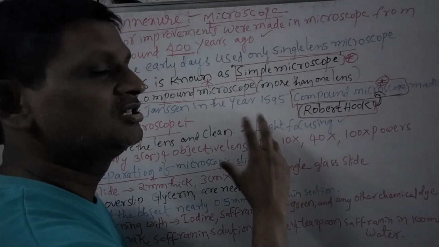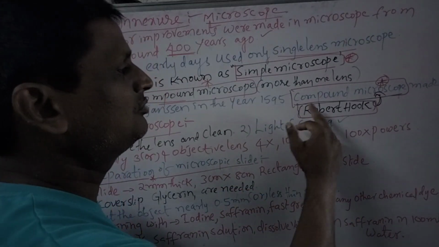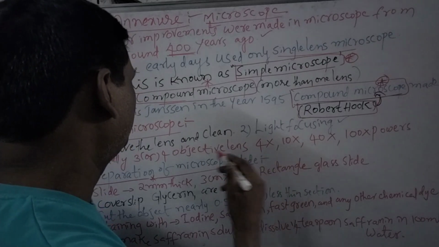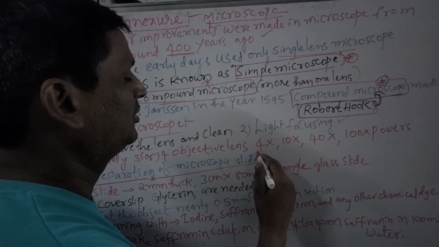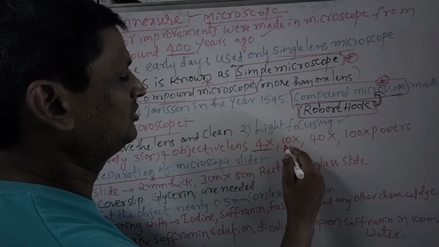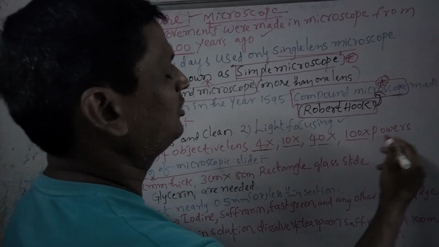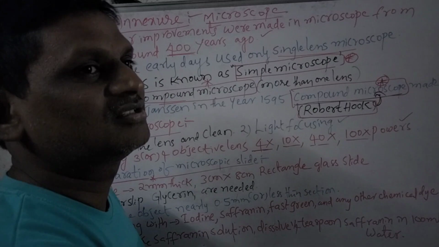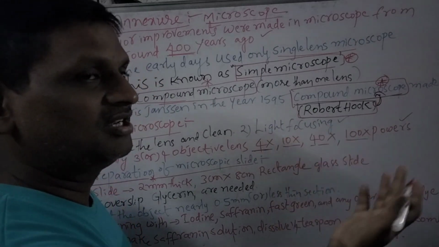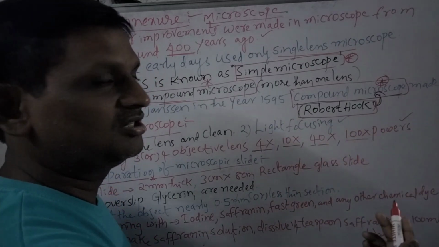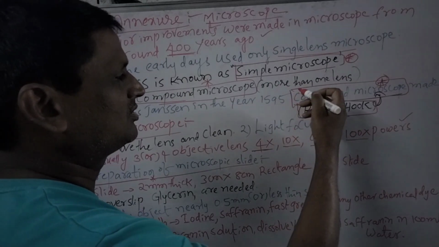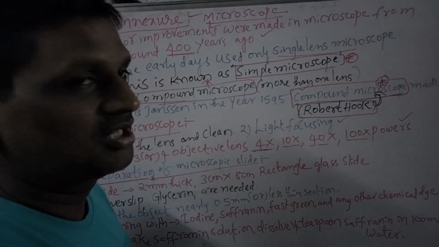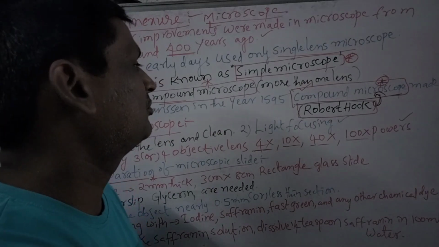Compound microscope means more than one lens is used. For example, usually in a compound microscope there are lenses of 4x, 10x, 40x and 100x powers. If more than one lens is used to observe things through the microscope, such a microscope is called a compound microscope. That is about the simple microscope and the compound microscope.